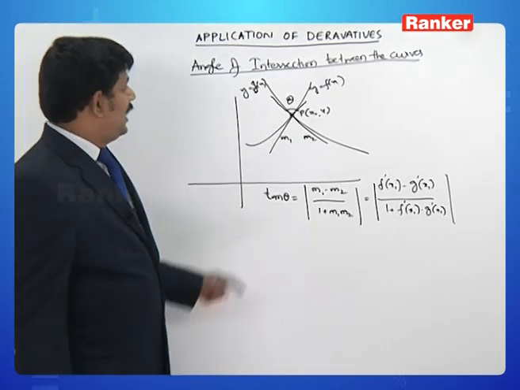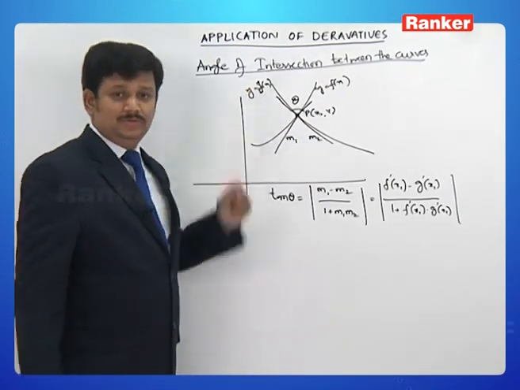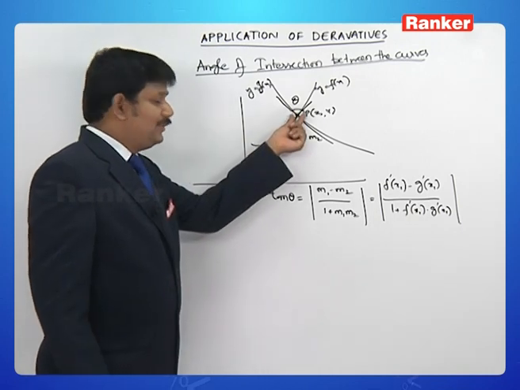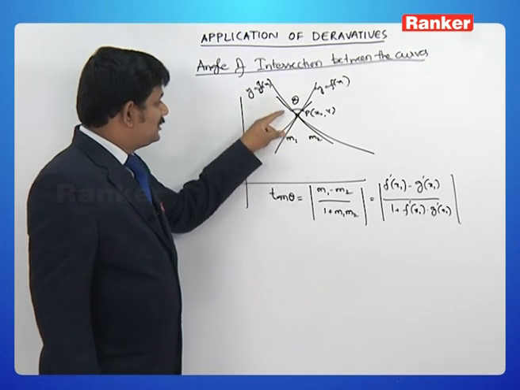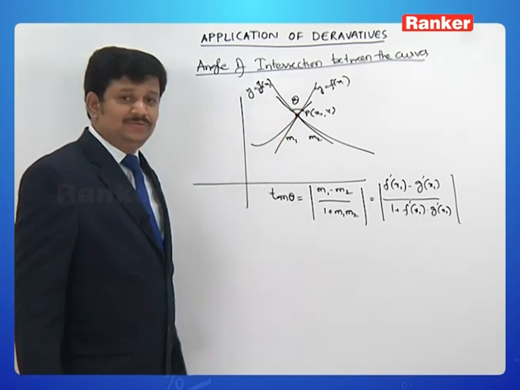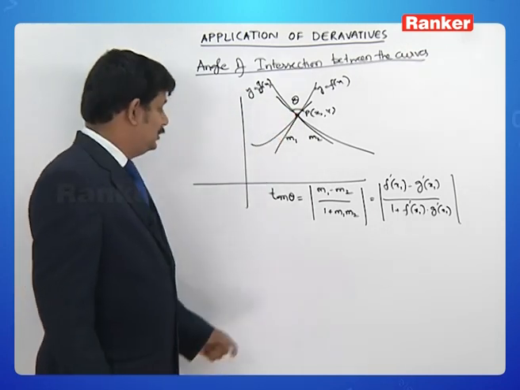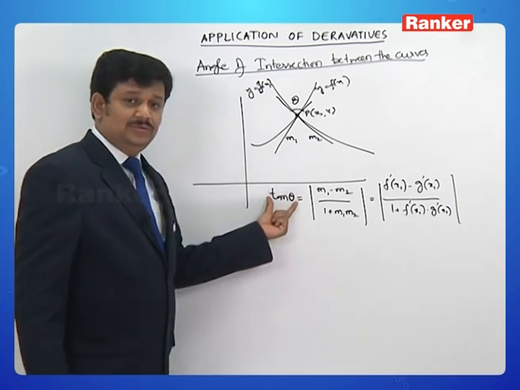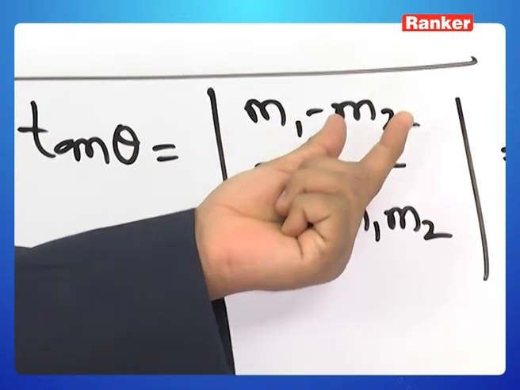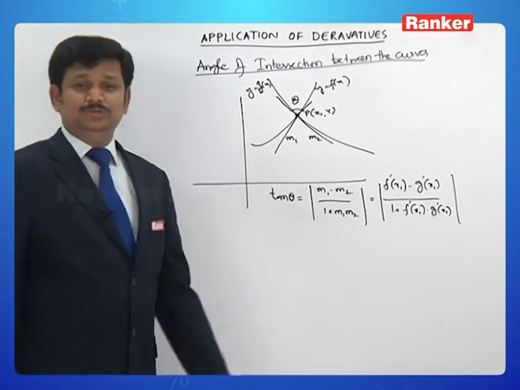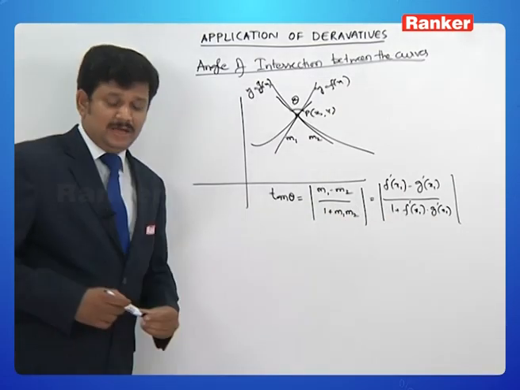So, to find angle between two curves, first we need to find the point of intersection, and then at the point of intersection we need to find slopes of the tangents to both the curves, and the acute angle between the curves is given by modulus of m1 minus m2 by 1 plus m1 m2. Let us look at it by an example.